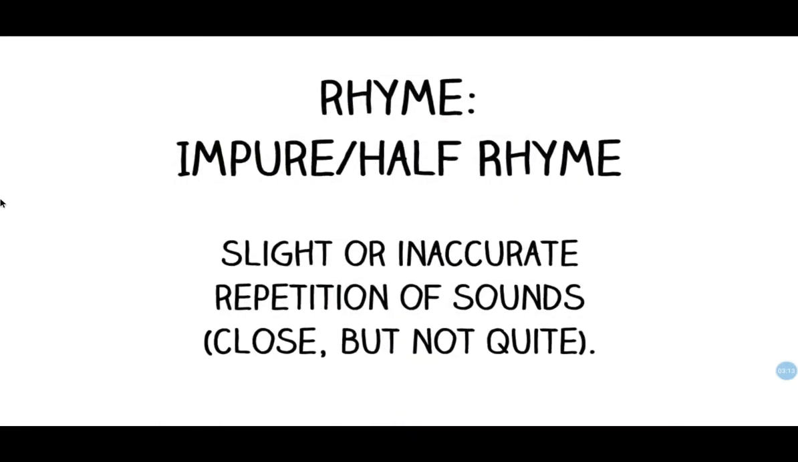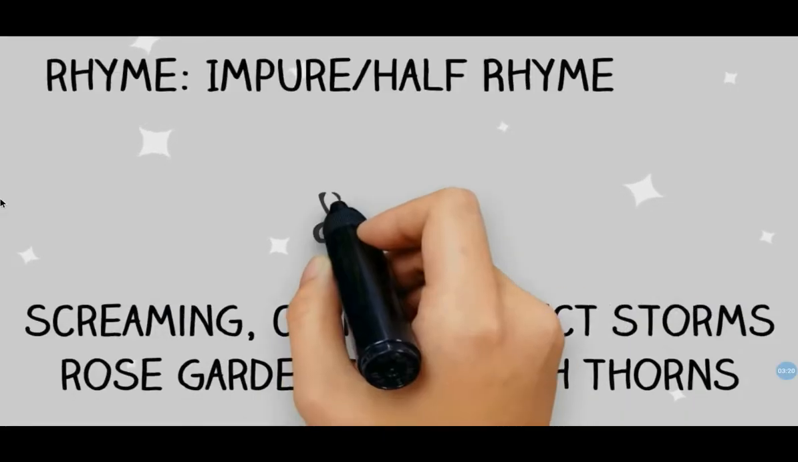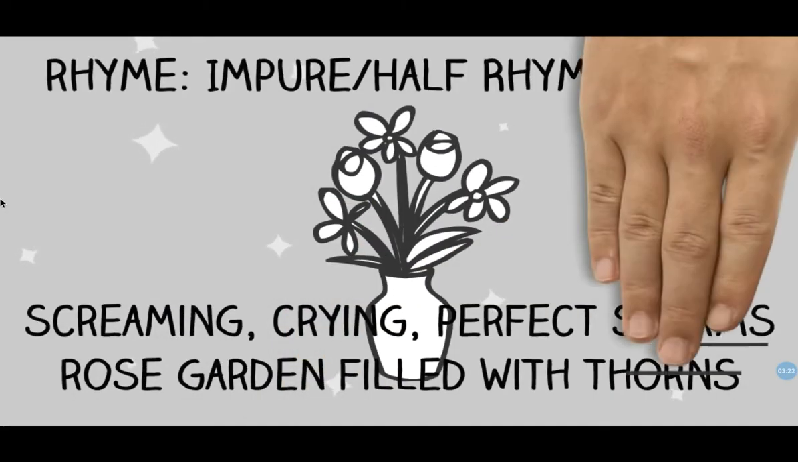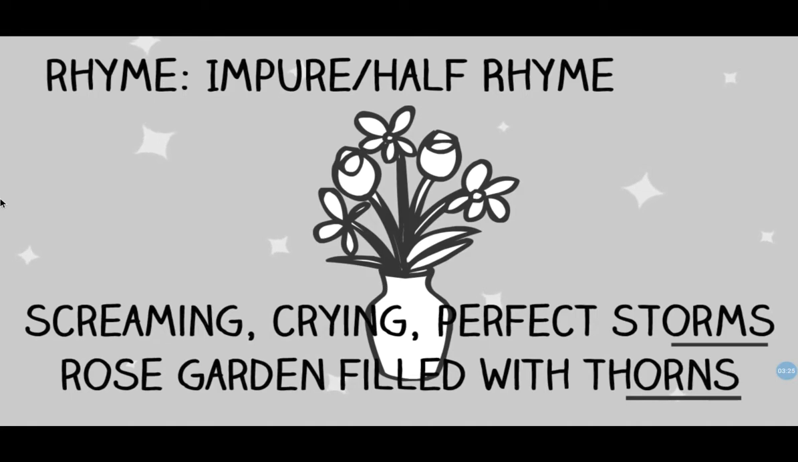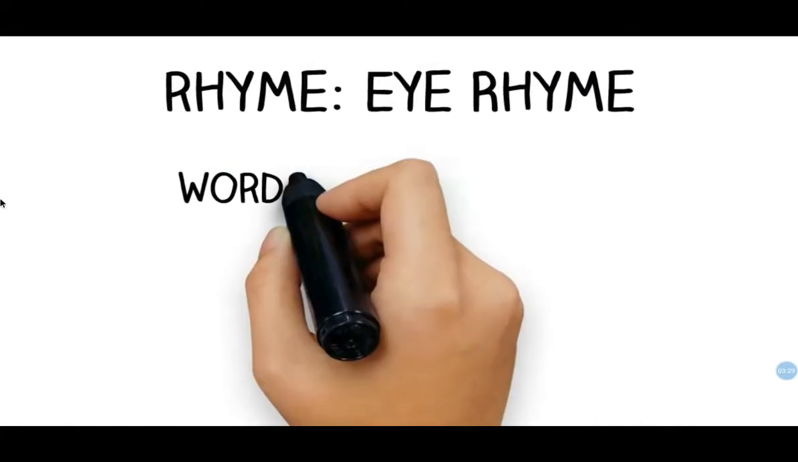A rhyme, impure half rhyme. Slight or inaccurate repetition of sounds. Close but not quite exactly rhyming. Screaming, crying, perfect storms, rose garden filled with thorns. See how the N and the M don't necessarily match up, but they still do rhyme?